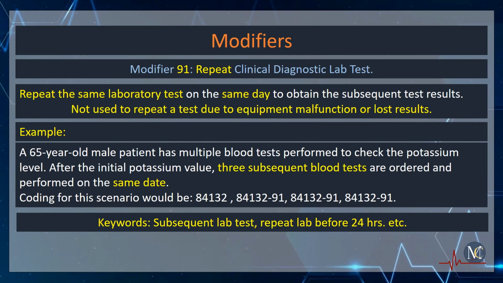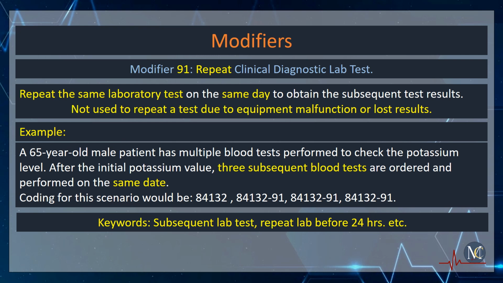Modifier 91. CPT modifier 91 is for repeat clinical diagnostic lab test. Modifier 91 is used to signify a repeat of a diagnostic test or procedure on the same day. It is applied when the test or procedure is performed again to obtain additional or more accurate results. This modifier distinguishes the repeated service from the initial one. Modifier 91 is not used to repeat a test due to equipment malfunction or lost test.